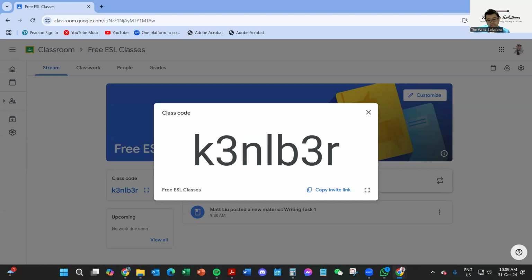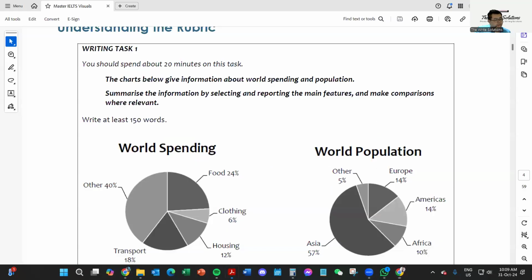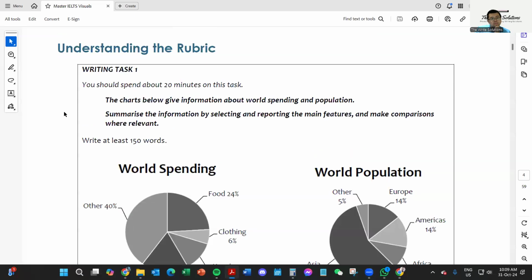So this is going to be writing task 1, and we are going to examine writing task 1. Okay. So let's get this out. Okay. So writing task 1.